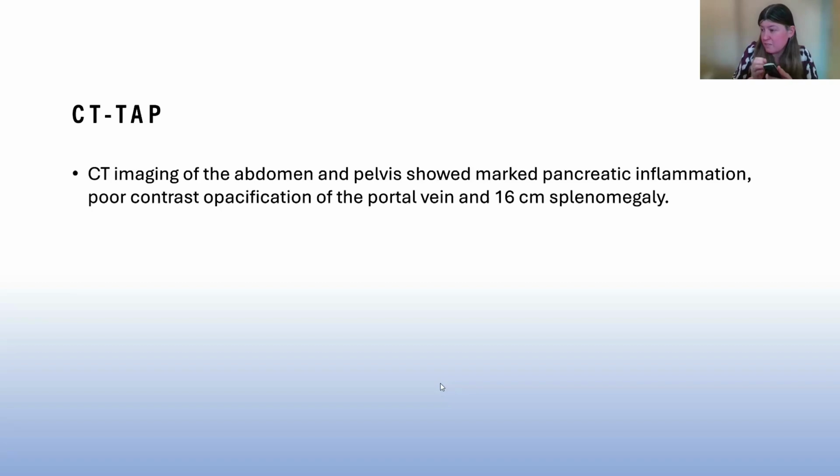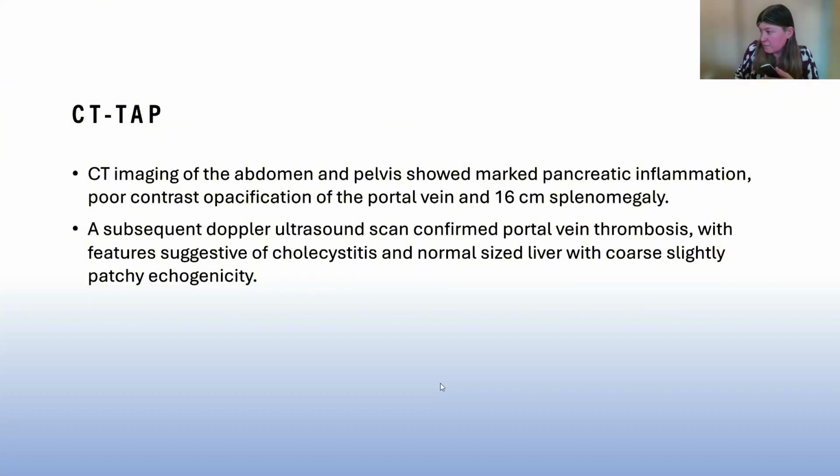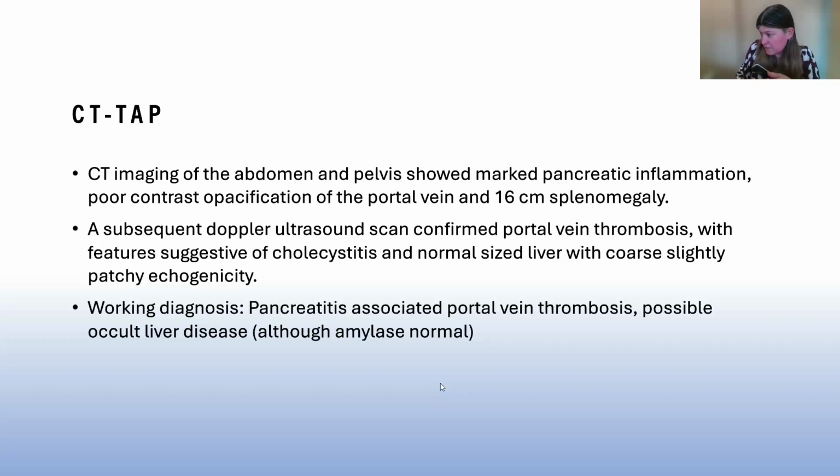And when she had a CT of her thorax, abdomen and pelvis, she had quite a significant pancreatic inflammation, suggestion of thrombosis in the portal vein and mild splenomegaly. And then she went on to have confirmation of a portal vein thrombosis on alternative imaging. So people were thinking perhaps she's had cholecystitis that's caused the portal vein thrombosis.